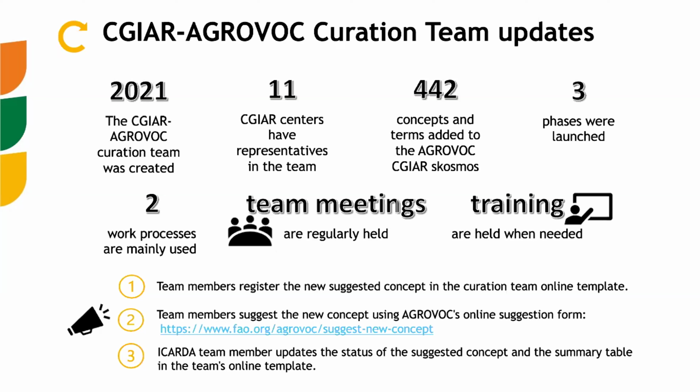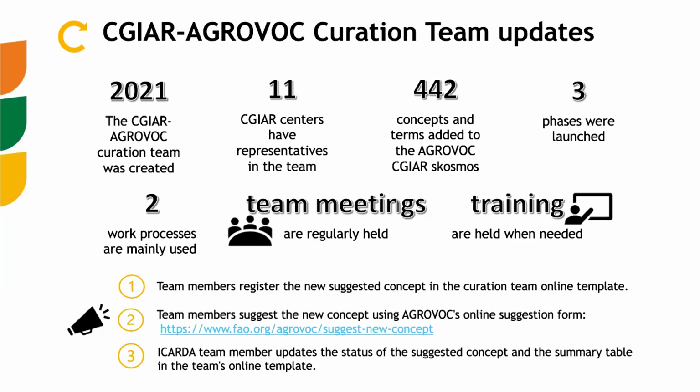As mentioned before, the CGIAR Agrovoc curation team was created in 2021, and today we have representatives from 11 CGIAR centers. There are now 442 concepts and terms that were added to the Agrovoc CGIAR's Cosmos. We are mainly following two work processes. One of them is the submission of keywords directly by each center, and the other one is supported by our colleague Alan Orth from ILRI, which is about the provision of a group of keywords extracted from CG Space for us to be able to submit to Agrovoc.